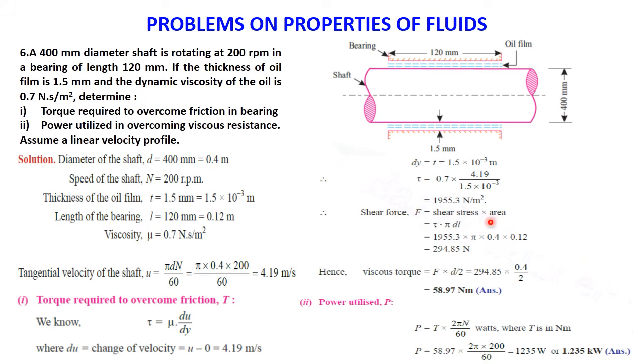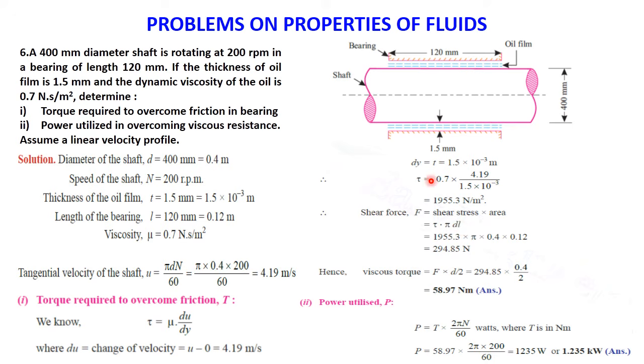Now, for calculation of torque, we require force. We know that shear stress tau is equal to force divided by area, but in this case we have to find force. So force is equal to shear stress into area. This area is nothing but the circumferential area, because in the actual case the shaft is rotating, so the circumferential area is in contact with the oil. Therefore, instead of taking the whole area, we are only supposed to take the circumferential area.